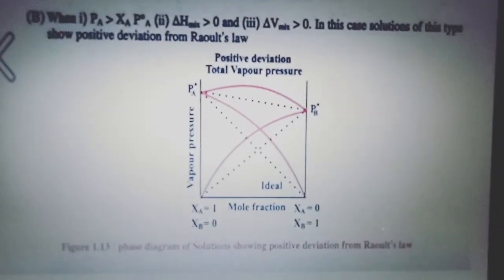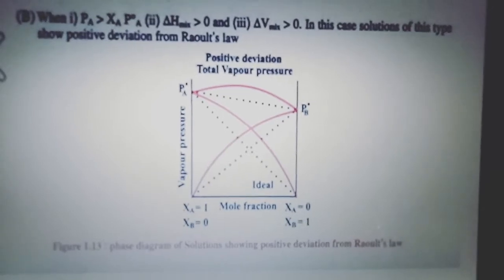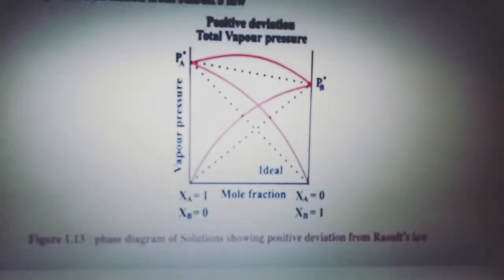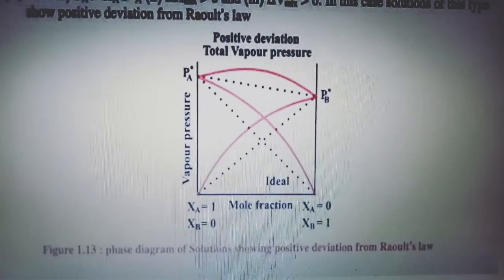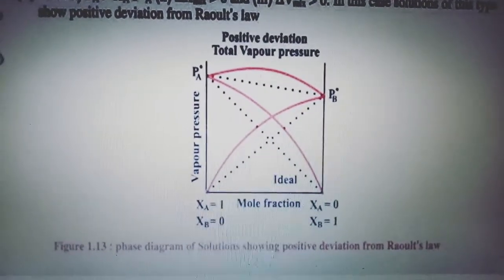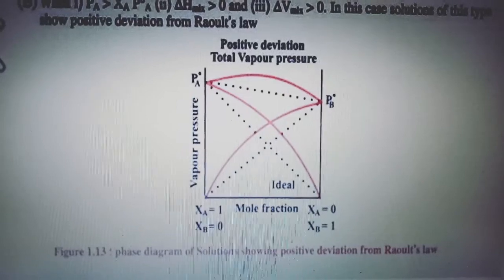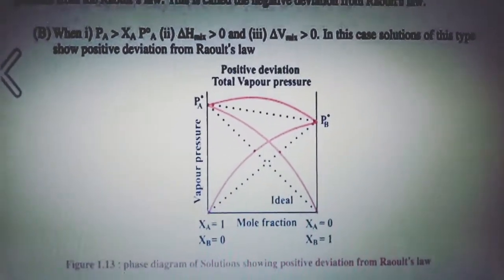This is a graph, the phase diagram of the solution which shows the positive deviation from Raoult's law. Here, PA is greater than XA into P naught A. Okay, this is the positive deviation from Raoult's law.